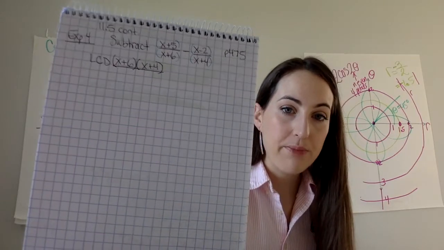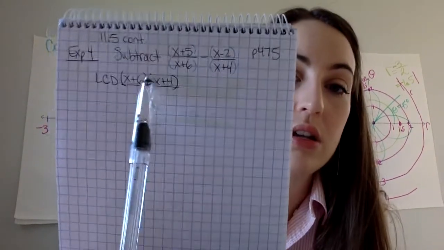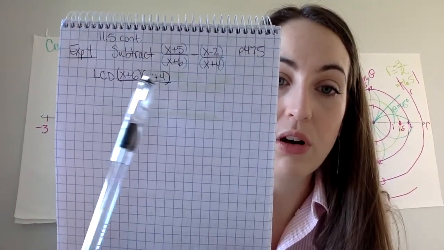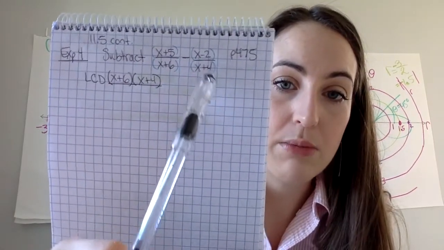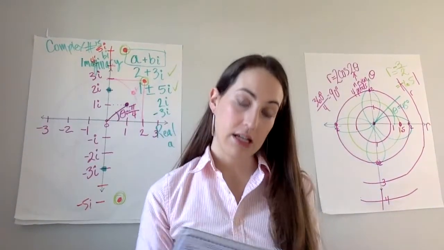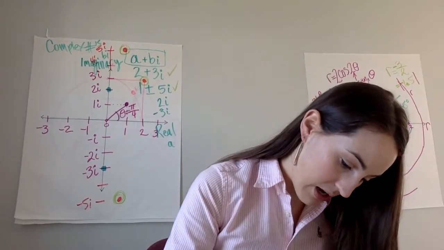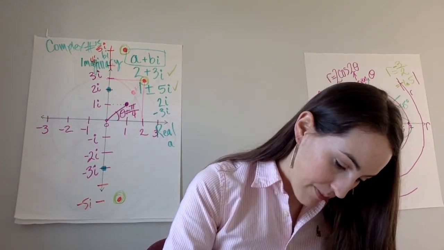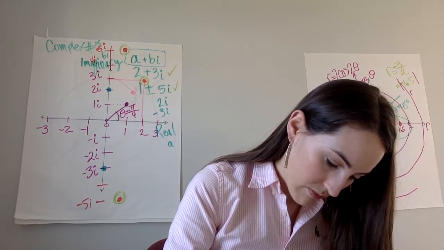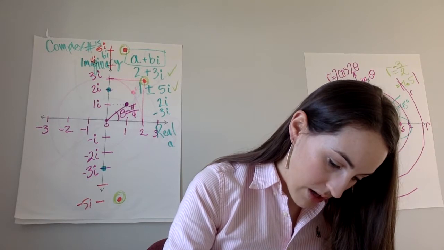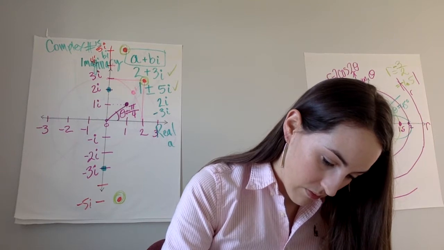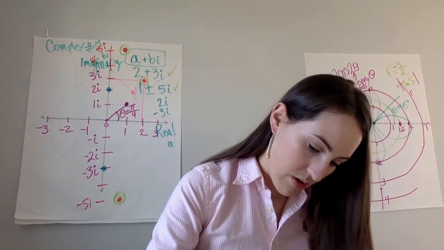Now I have to multiply the first one, with an x plus 6 in the bottom. This fraction has to be multiplied by x plus 4 over x plus 4. And this fraction has to be multiplied by an x plus 6 over an x plus 6. That way we can get the least common denominator, something that is the same. So go ahead and do that onto your papers now. Copy that subtraction sign. Okay.